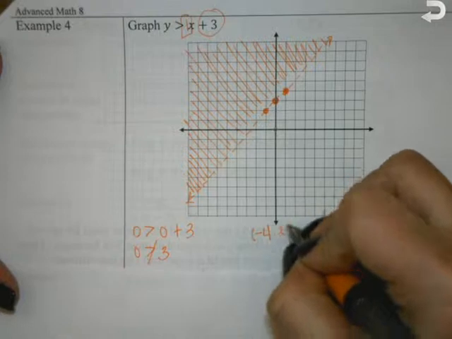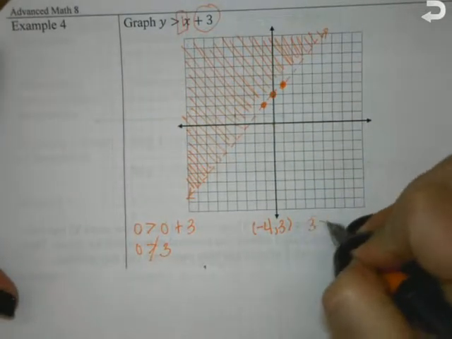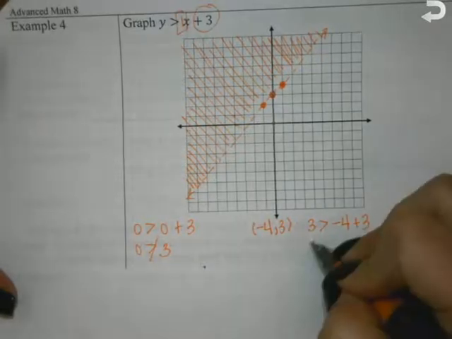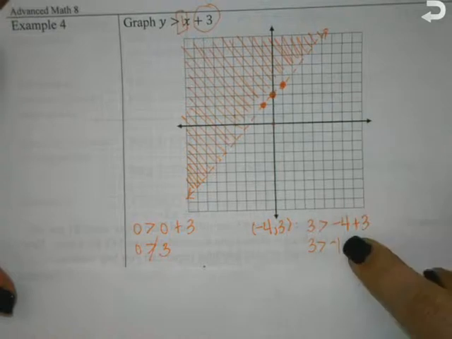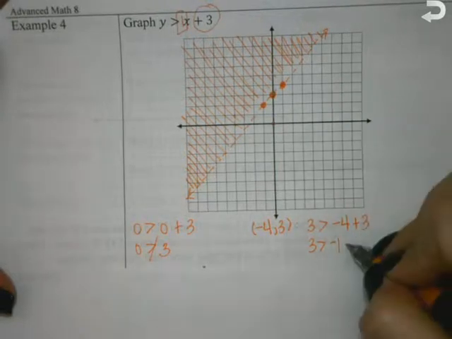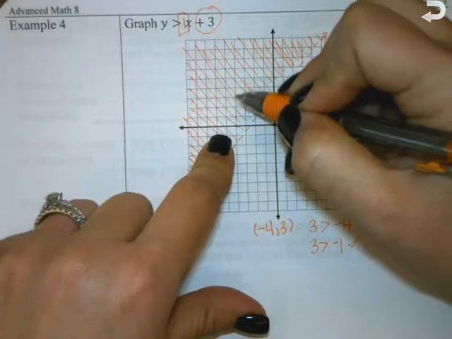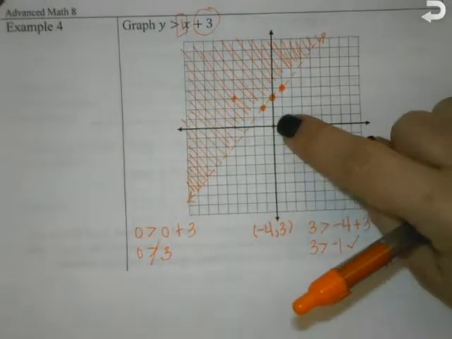So that's going to be 3 greater than negative 4 plus 3. So we want 3 to be greater than, negative 4 plus 3 is negative 1. Is that a true statement? 3 is greater than negative 1? Yes, and it does lie within the shaded area. Does that make sense? So what this is telling us is anything in the shaded area will give you a true statement, no matter which point you pick. We always pick 0, 0 to check because it's easy to plug in.